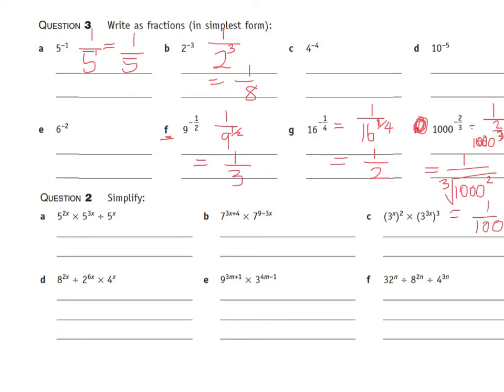Okay, we've got a couple of other combination questions here, this time with numerical bases, but the index laws all still are exactly the same. So you're keeping the base the same here in A. The base is 5.